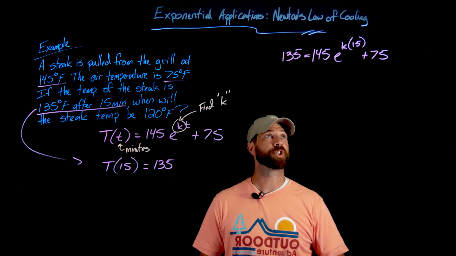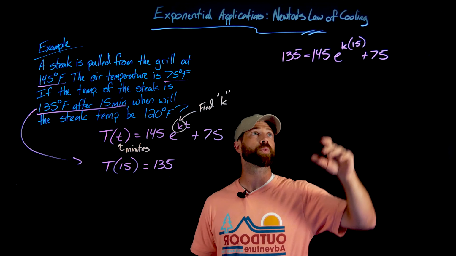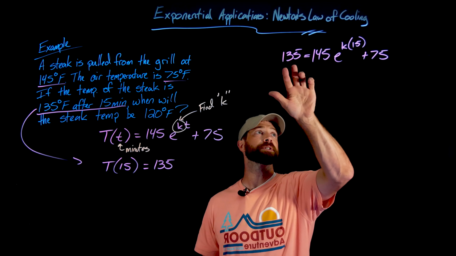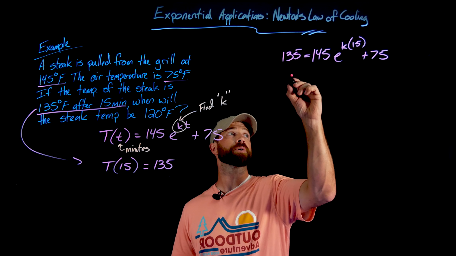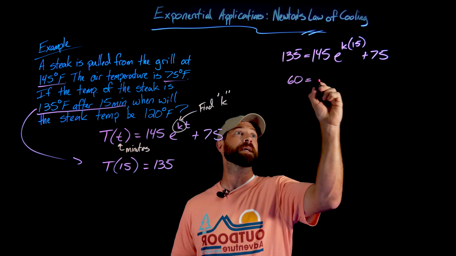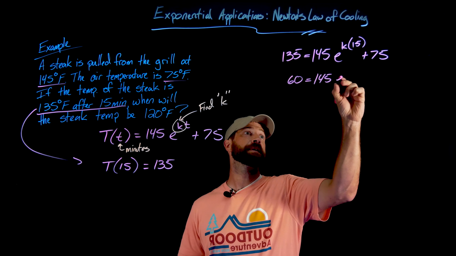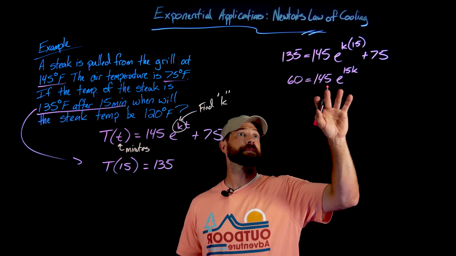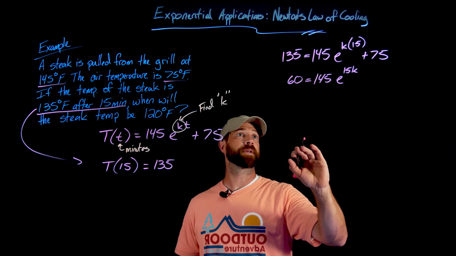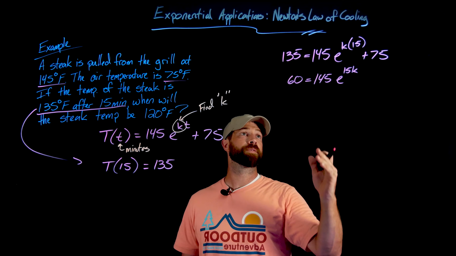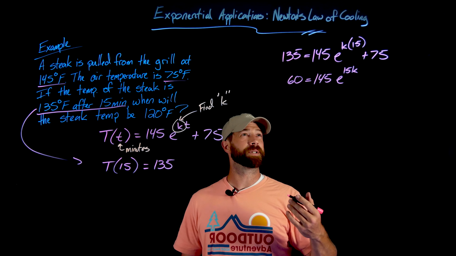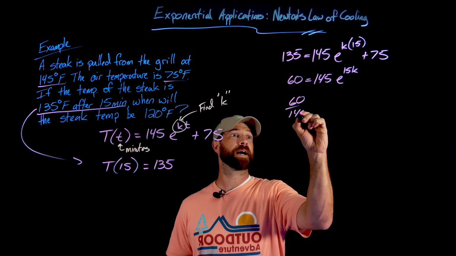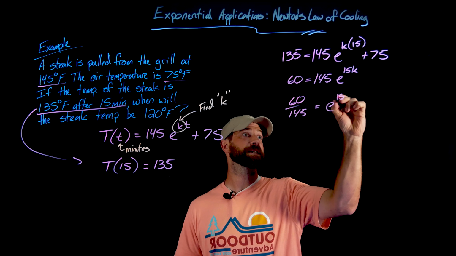Now we only have one unknown, and we're going to do the work of finding this k value. First, I'm going to subtract 75 from both sides, so we get that 60 equals 145 e to the 15k. Then I'm going to divide both sides by 145. That gives me 60 over 145, but I want to reduce that if I can. So I'll write this first: 60 over 145 equals e to the 15k.